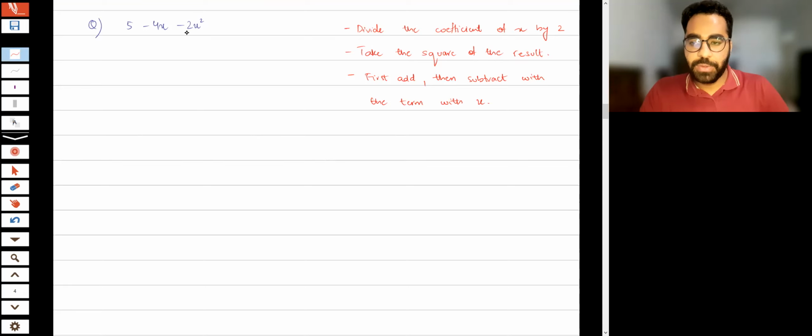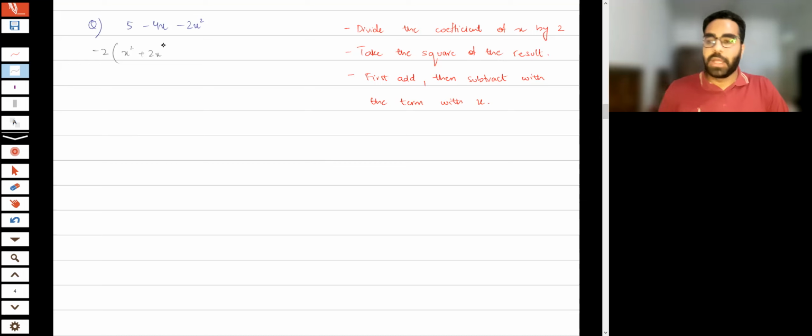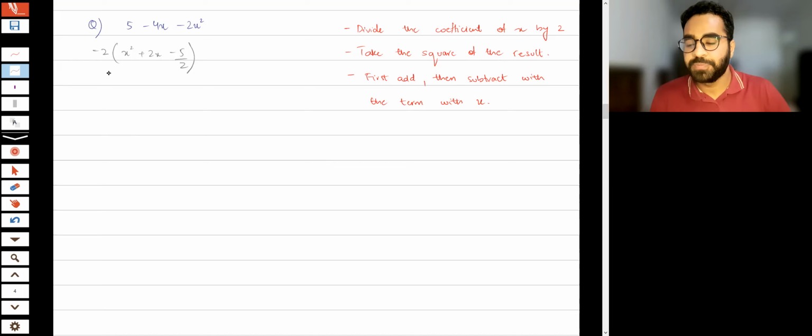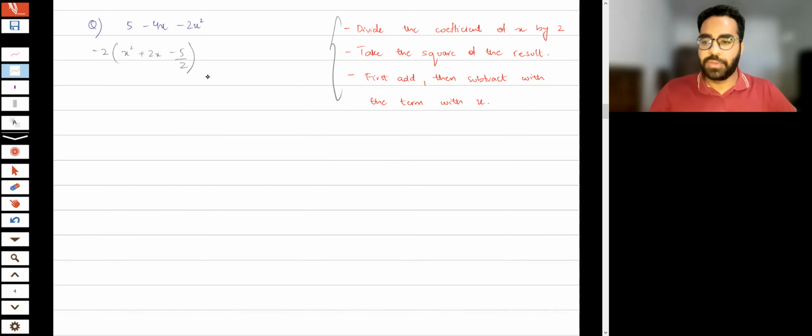The first thing I'm going to do is take -2 as common. Taking -2 common, I get x squared. From -4, taking out -2, I get +2x. And from 5, -2 does not come out common, so I get -5/2. Now for this equation I'm going to apply all of these rules to convert it into the completed square form.